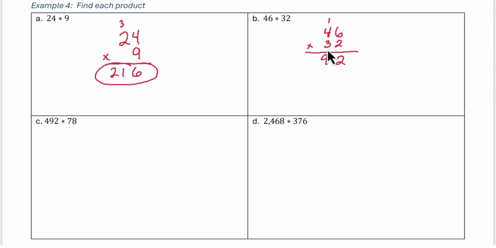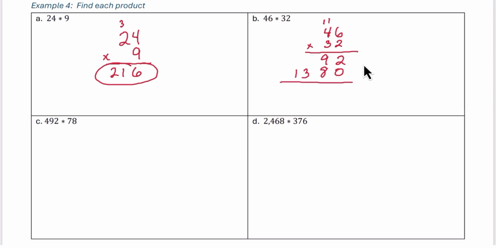And now we're looking at the 3. We need to multiply 3 by the 6 and the 4. But first we want to put a 0 in the ones position. Now 3 times 6 is 18. We put an 8 in the bottom and carry the 1 up. 3 times 4 is 12, plus that 1 gives us 13. The 92 and the 1380 are what we call partial products.